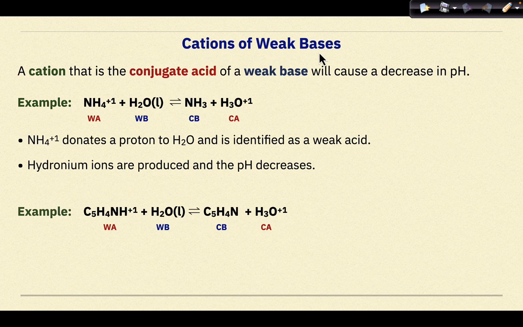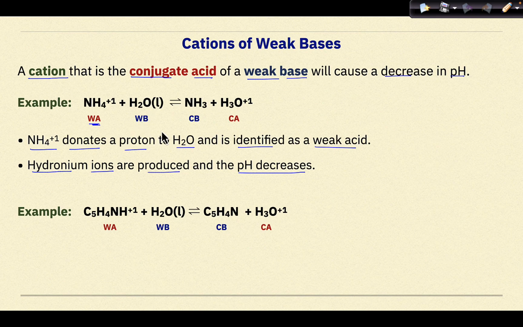Cations of weak bases. A cation, or a positive ion, that is the conjugate acid of a weak base will cause a decrease in pH. In other words, the solution will become more acidic. Let's look at this example. We have the ammonium ion reacting with water to form ammonia and the hydronium ion. NH4+1 donates a proton to water and is identified as a weak acid, as we can see right here. Hydronium ions are produced and the pH decreases.